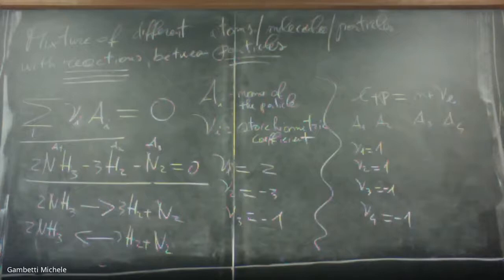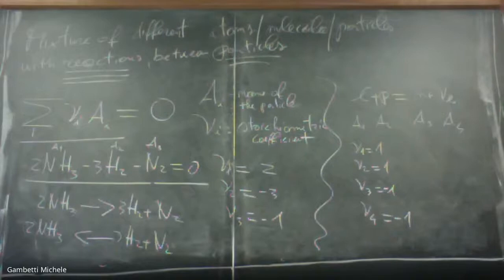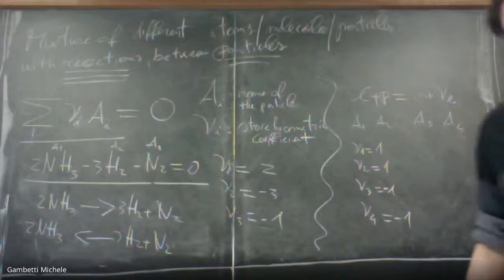For instance, when I consider the nuclear reactions in the sun, all the fusion processes that are occurring actually involve several particles. So the stoichiometric coefficients will be different from 1 or minus 1.